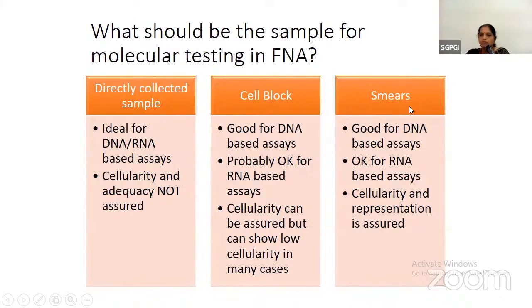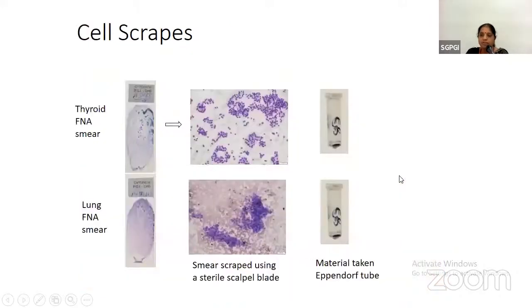So very quickly, what should be the sample for molecular testing? Directly collected sample, you have cell block, you have smears. Each of them has its advantages. A directly collected sample is ideal, but the cellularity and adequacy can never be assured. Cell blocks from thyroid, you can get to work even in the best of hands in 40-50% of the cases. In indeterminate thyroid nodules, you'll hardly find any material in the cell block. Smears are excellent, cellularity and representation is assured, excellent for DNA-based assays, but okay for RNA-based assays.